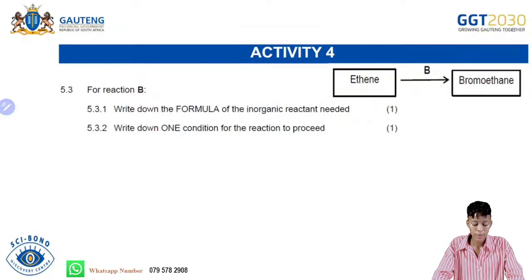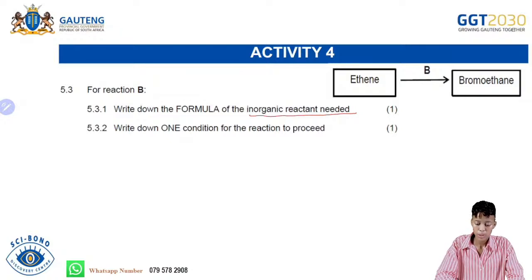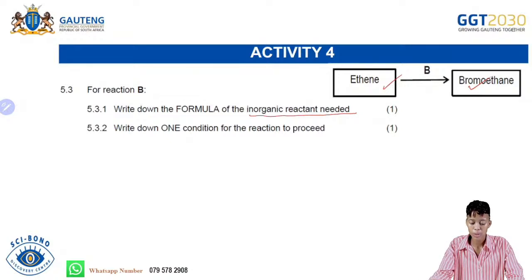Then it says for reaction B, 5.3.1, write down the formula of the inorganic reactant that is needed. So again, what is it that you are moving from? You are moving from an unsaturated compound to a saturated compound. So we already know that this is going to be an addition reaction.